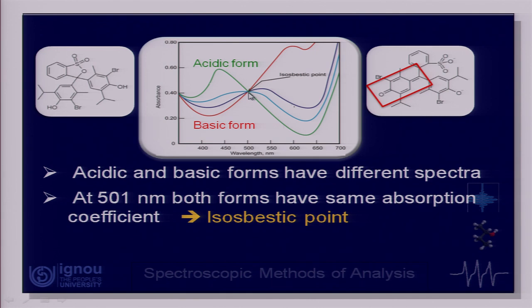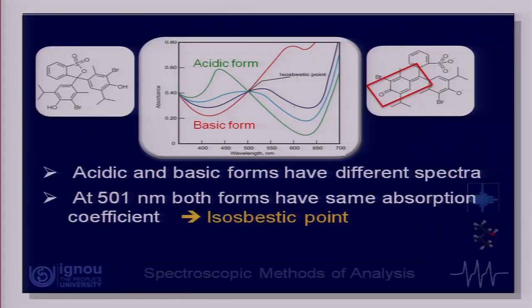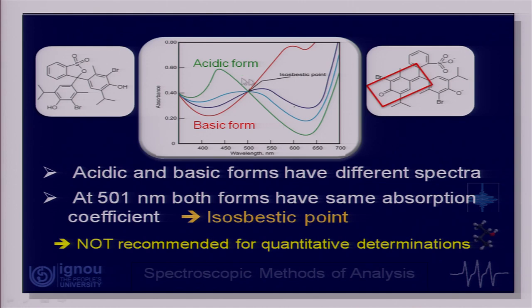This is a very characteristic point for certain systems where there is an equilibrium between two forms of the same absorbing species. Normally it is recommended that if I want to make a quantitative measurement, then this wavelength should not be used. We can use this maxima or this maxima to quantify the acidic form or the basic form, as the case may be. Okay. Let us go further.